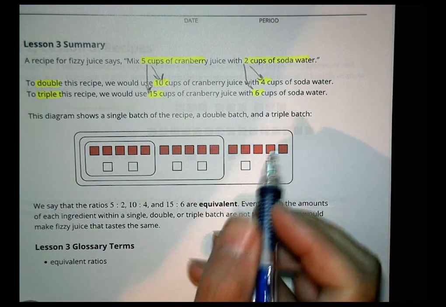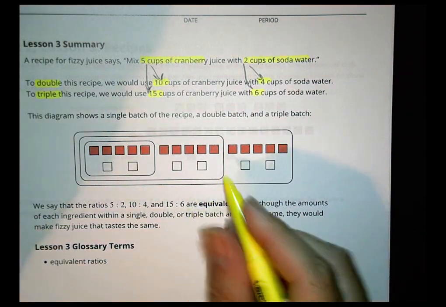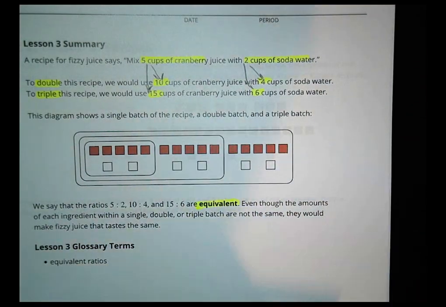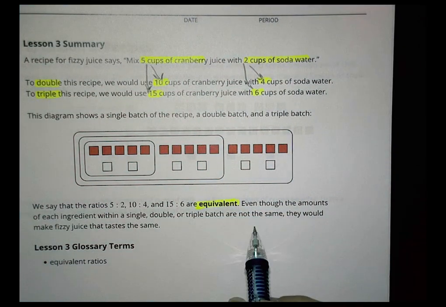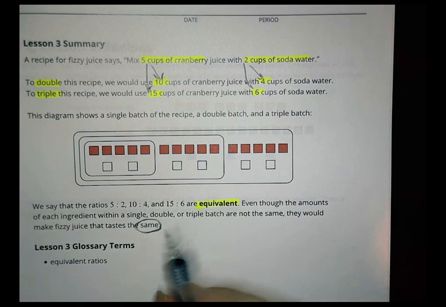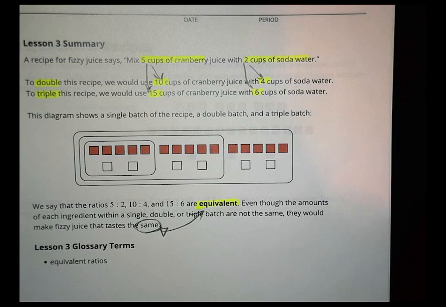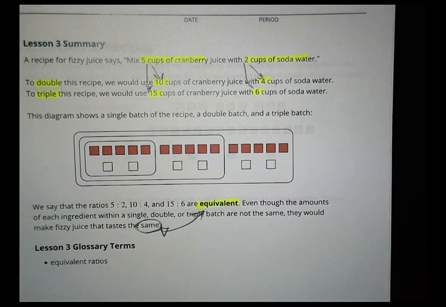So these ratios here are all examples of things that are equivalent. Even though the amounts of ingredients with a single, double, triple batch are not the same, they would all make fizzy juice that tastes the same. So equivalent means they're going to be the same in terms of what they look like, feel like, taste like, all those things there. Let's pause there and take a moment to do our homework, and then we'll come back and check that together in just a few minutes.